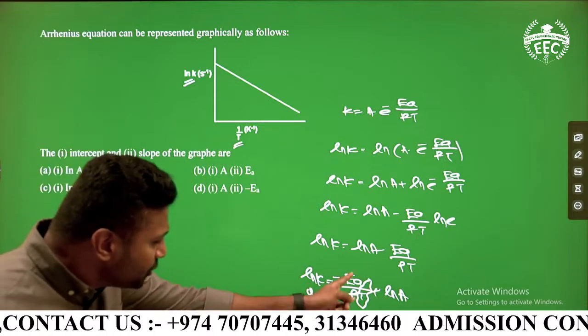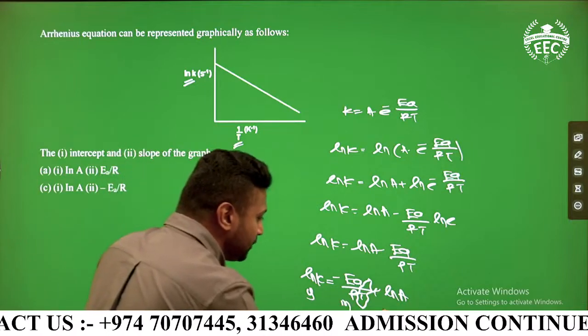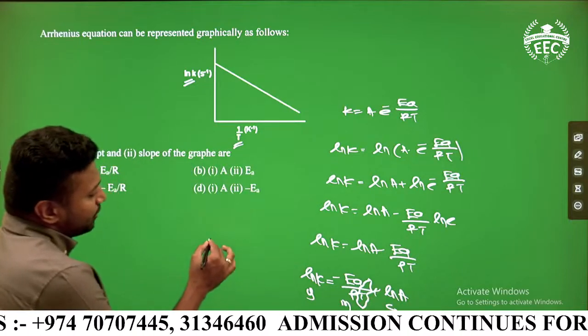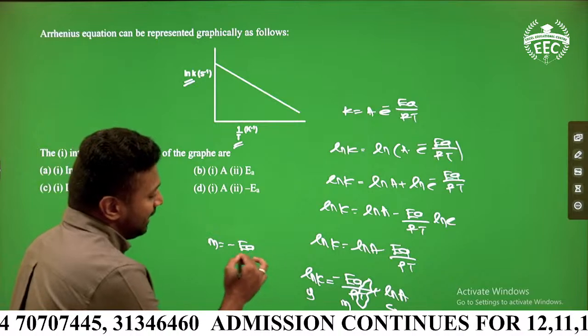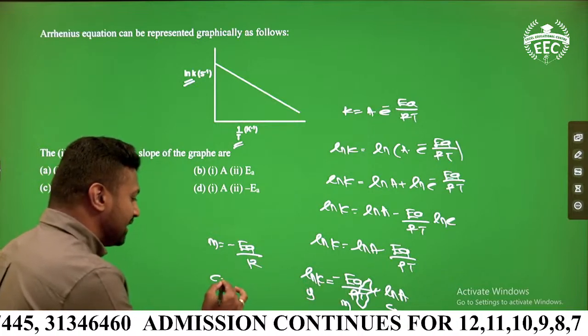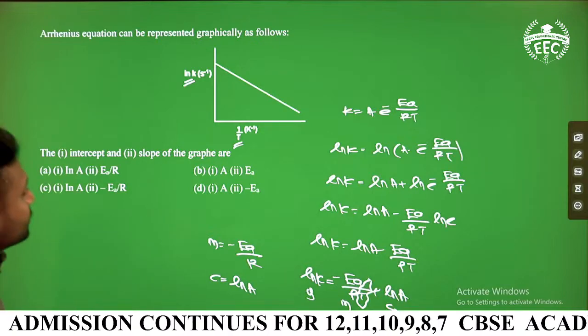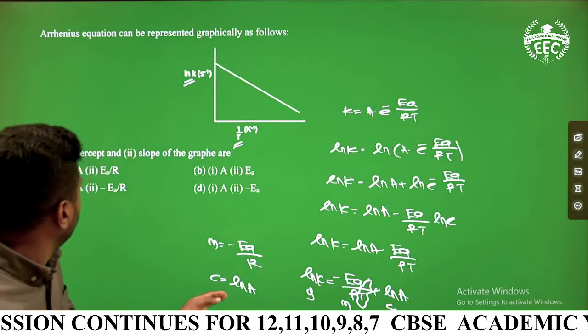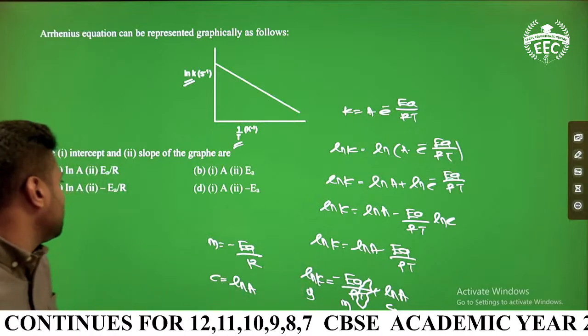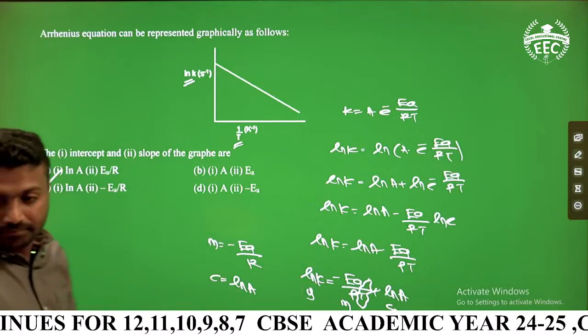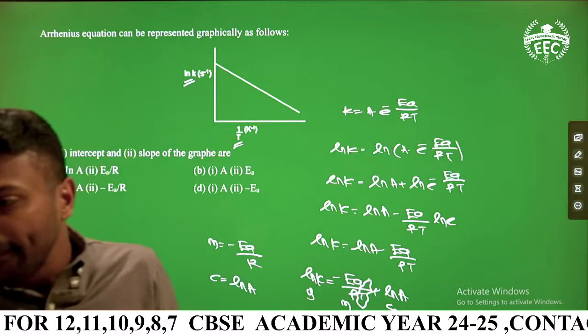So from here what we can say? Slope M is equal to minus EA by R, Y is equal to mx plus C. Slope M is equal to minus EA by R, and the y-intercept C is same as what? Ln of A. So intercept is Ln of A and slope is minus EA by R. Go with option C.